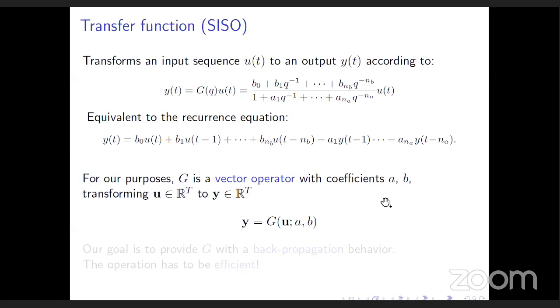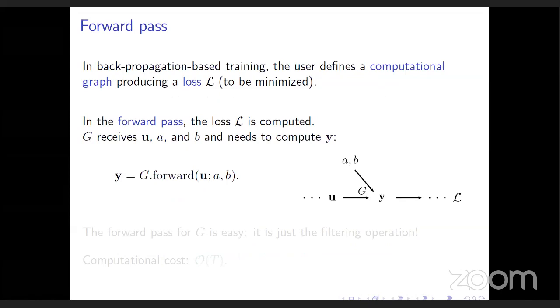And our goal in this work was to provide G with a correct and efficient backpropagation behavior so that it can be integrated in deep learning software and we can build all the structures we want. But to do so, we have to talk a little bit about backpropagation. So in backpropagation-based training, the user typically defines a computational graph by interconnecting blocks that individually support backpropagation. They know individually how to do backpropagation.